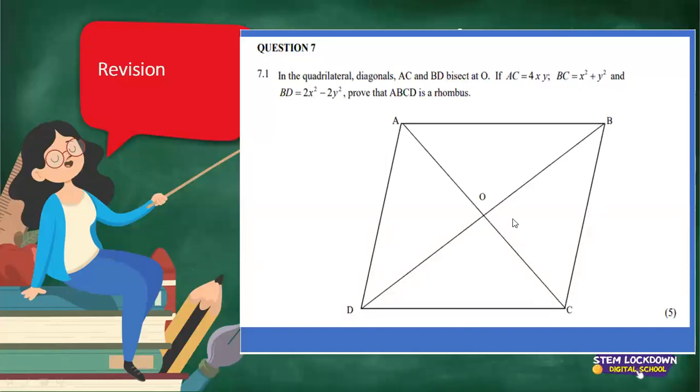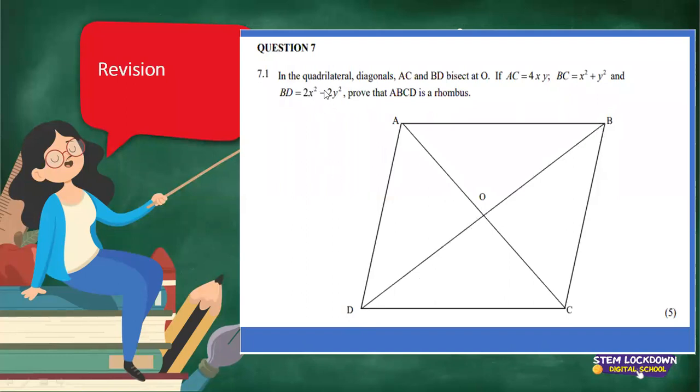Working with a triangle, what will be our length OA and our length OC? Our length OA will be half of AC, because we're told that AC bisects BD at O. So that means we can know this length here. If we divide it by 2, we're going to get this length. We have the whole of BD as 2x squared minus 2y squared.